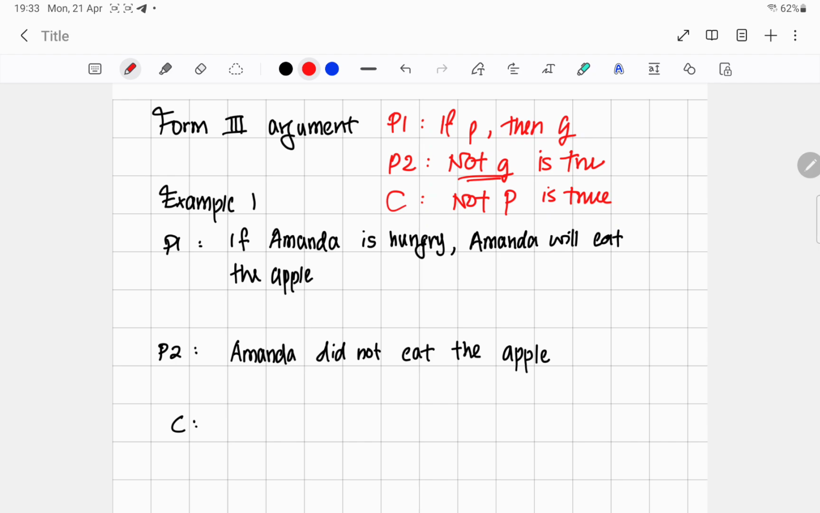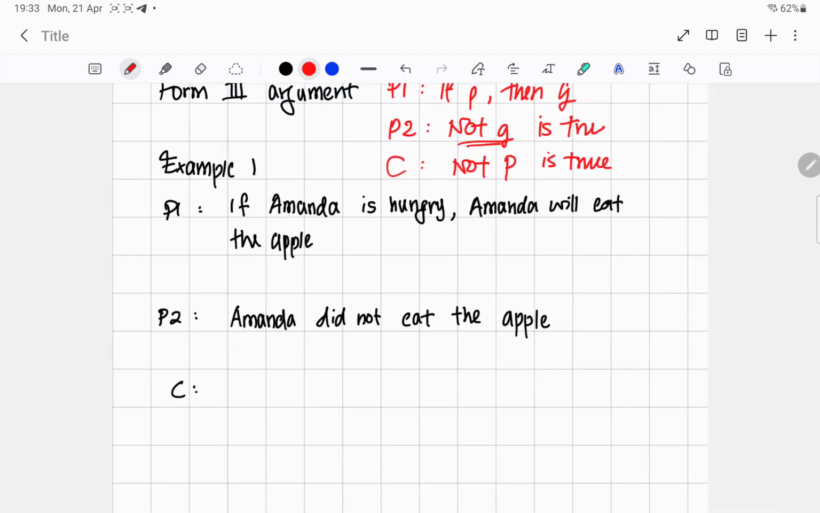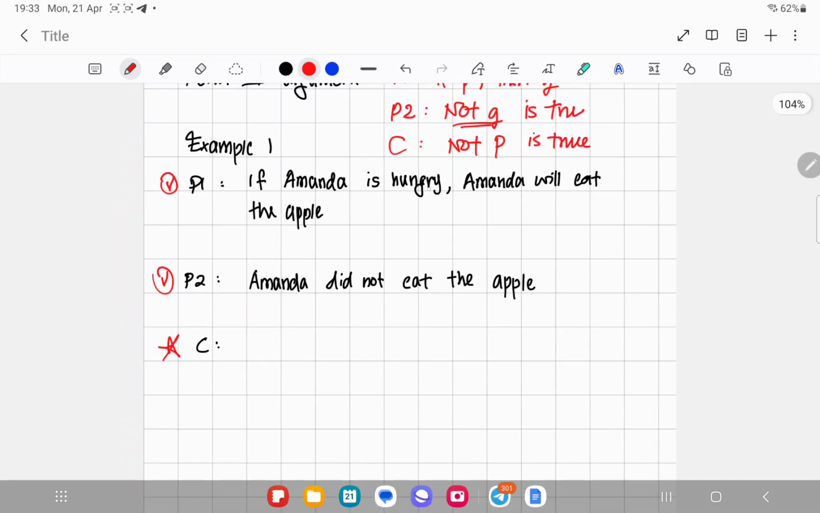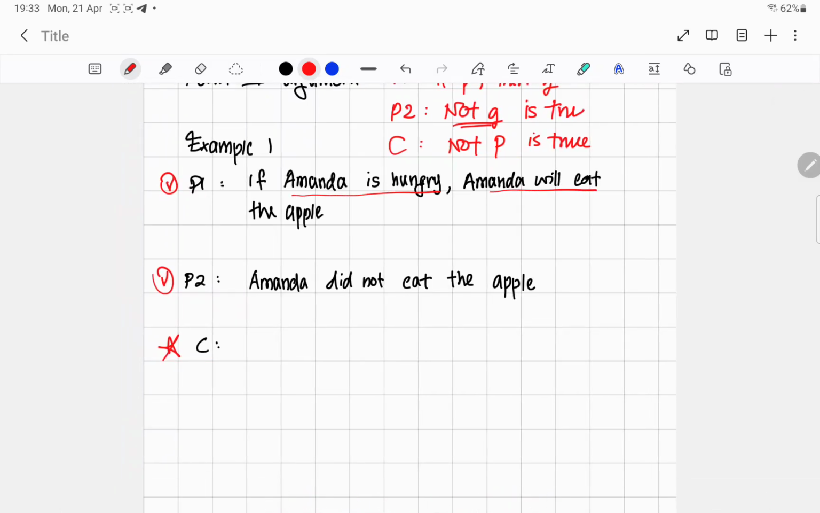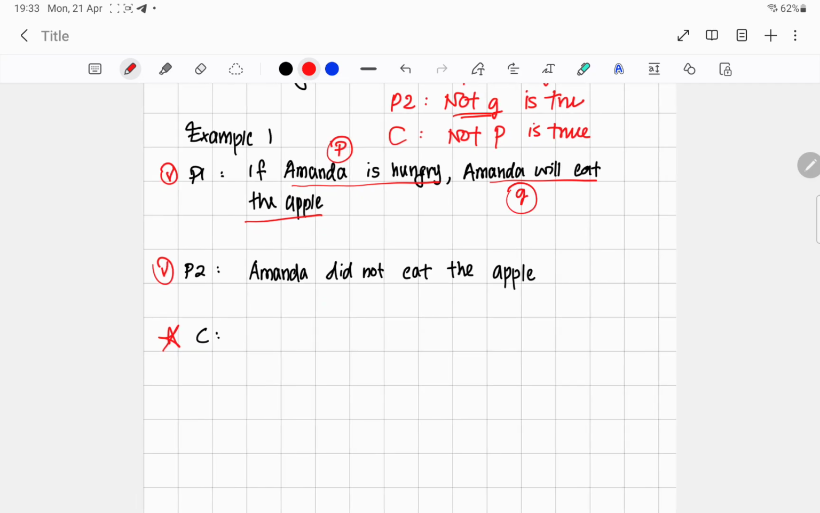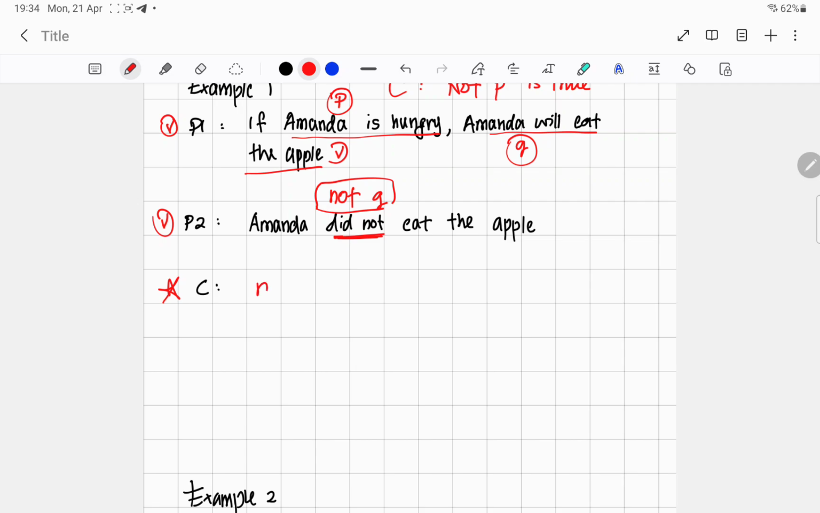Okay, so let's see how you solve this one for example 1. They give you premise 1 and premise 2, so you need to find the conclusion. Example 1: if Amanda is hungry, Amanda will eat the apple. So this is P, and this is Q. Then premise 2 says Amanda did not eat the apple. Did not means this is not Q, because Q is talking about apple. So he did not eat the apple, so here you'll be not P.